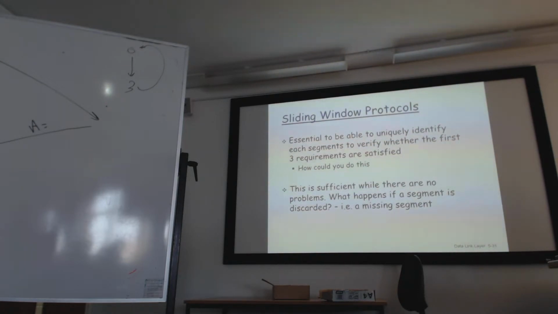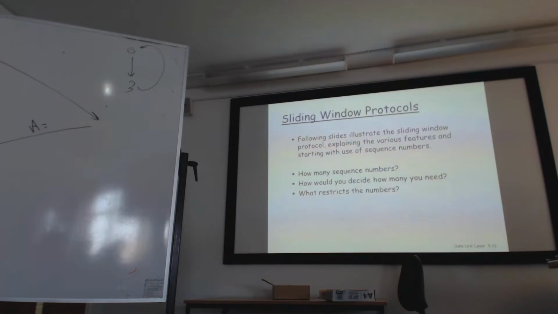It's essential to be able to uniquely identify each segment to verify whether the first 3 requirements are satisfied. How can we do that? We'll do that using what we call sequence numbers. So the sequence numbers are your keys. The key of the actual question is your sequence number. What are my sequence numbers?